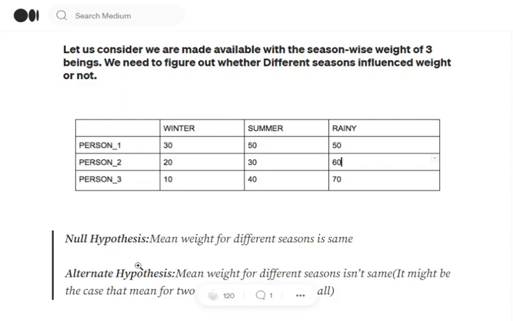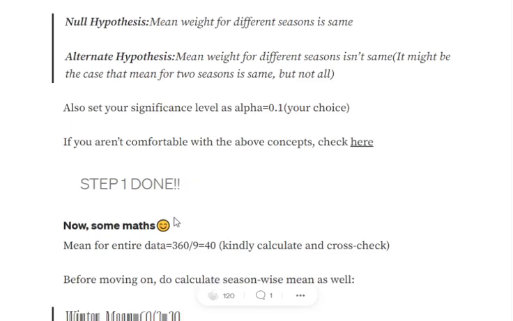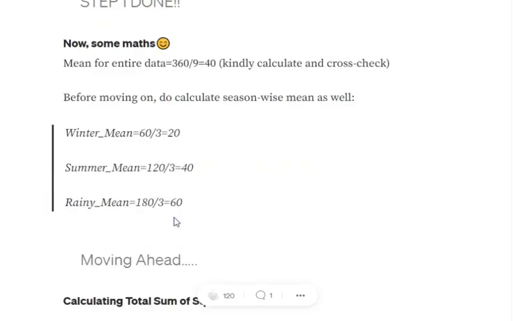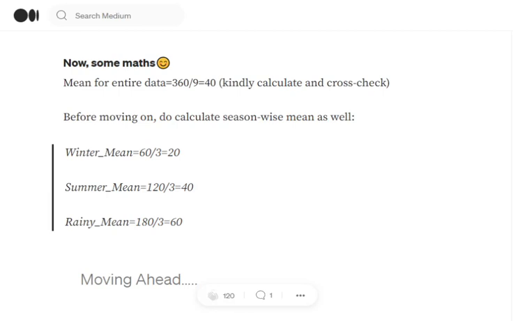The null hypothesis is that the mean weight for different seasons is the same, and the alternate hypothesis is that the mean weight for different seasons isn't the same. So this is the hypothesis that we have set up. Significance level is taken as 0.1. It can be 0.05 usually, but as of now we have taken 0.1. Step 1 is done.